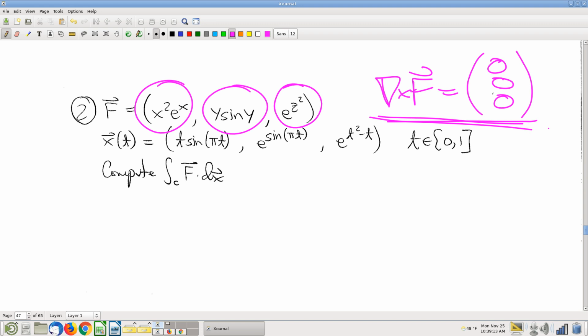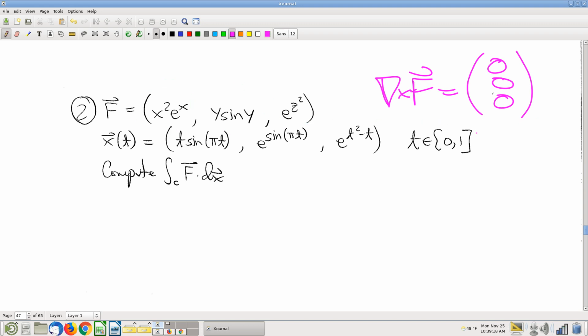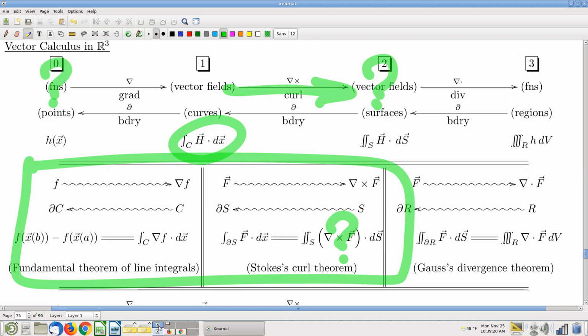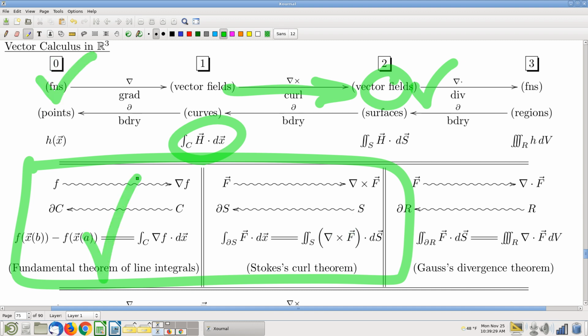Nice little bit of good fortune there. Good news, curl is 0. Going back to our diagram, this is 0. Therefore, there is an anti-gradient, and therefore you can use the fundamental theorem of line integrals. Everybody happy?